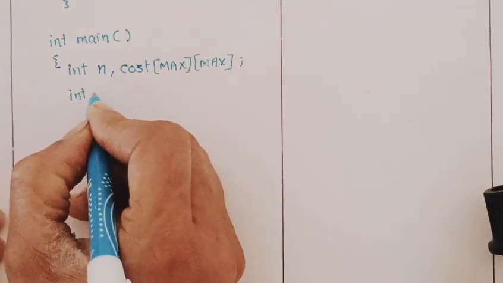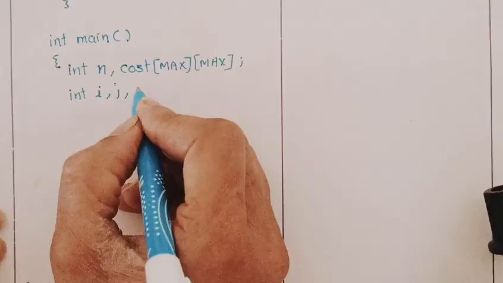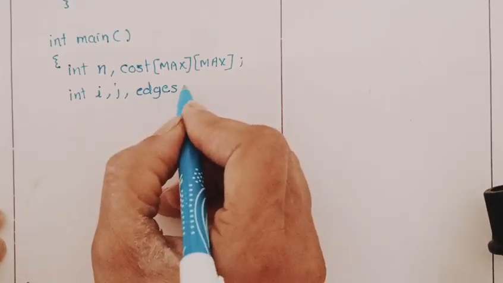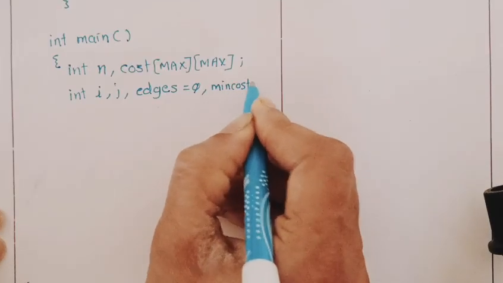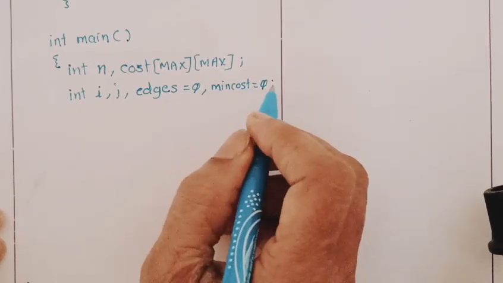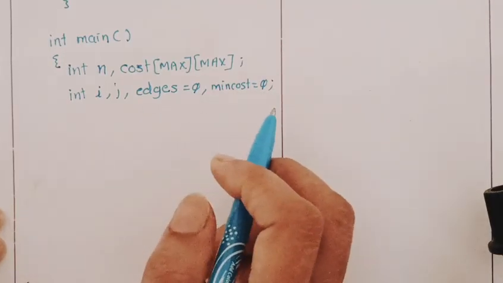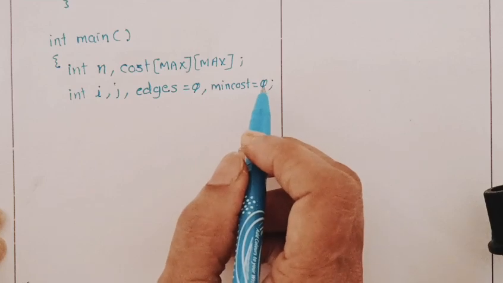Next, for the loop we are taking i and j variables. And next, edges, how many edges we form, we are taking here. And minimum cost, we have to calculate the minimum cost. So initially it was 0. So edges also 0 and minimum cost also 0 initially, because we didn't join any edges and we didn't calculate any cost here. Okay, from the start we have to start with 0.